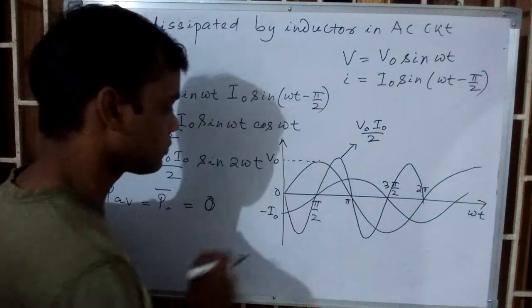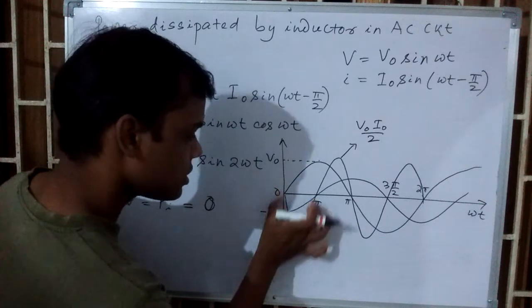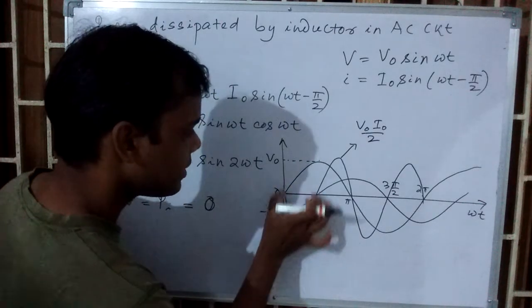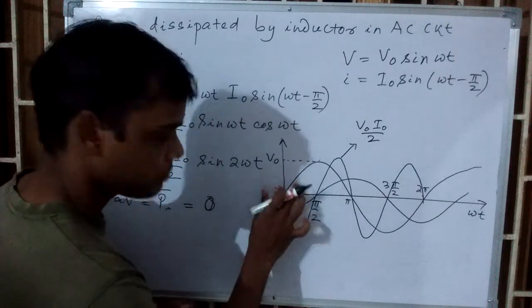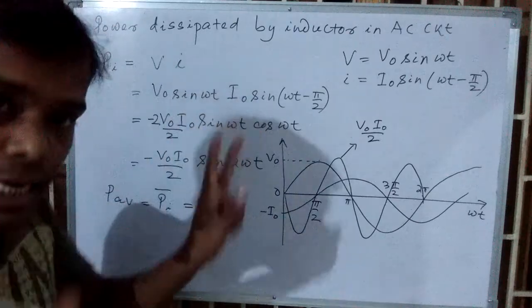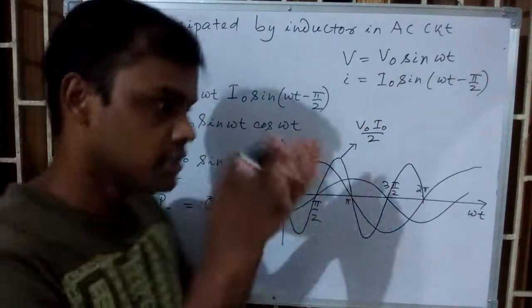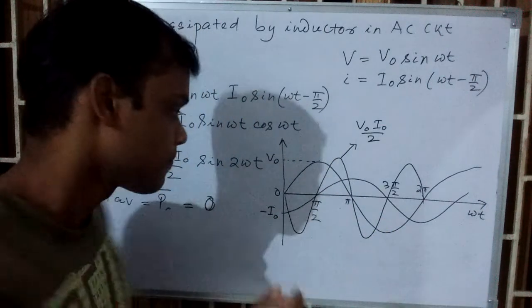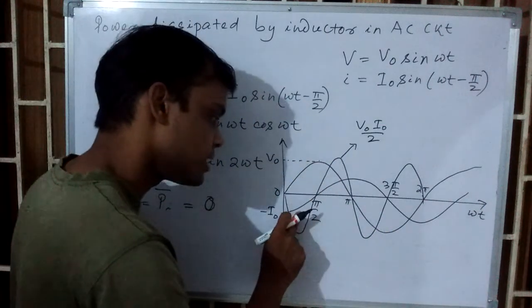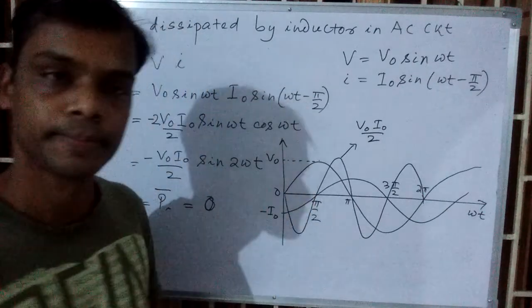Of course, now look here. First consider this quarter wave. Okay, here voltage is positive, current is negative, voltage into current is negative, so power is negative, because voltage into current is power, product is power. So voltage is positive, current is negative, so product is negative. That's why negative power up to pi by 2.